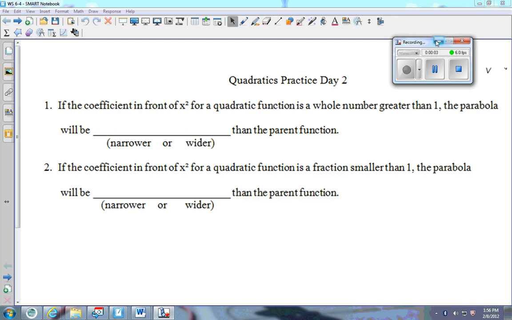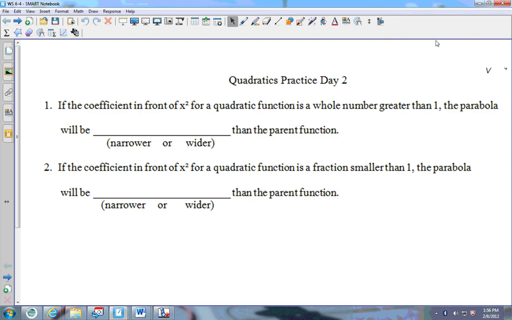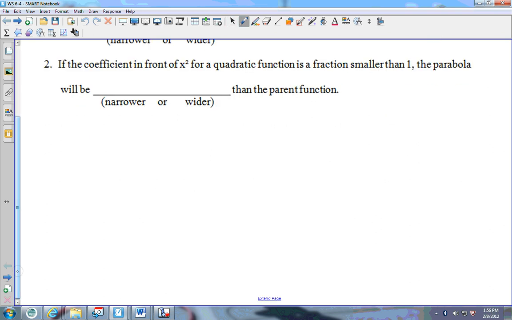This is going to be more quadratics practice, talking about a quadratic equation. It goes along with worksheet 6-4. First off, let's talk about what is the quadratic parent function.